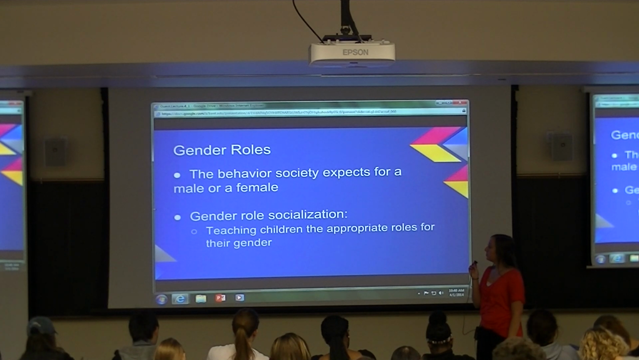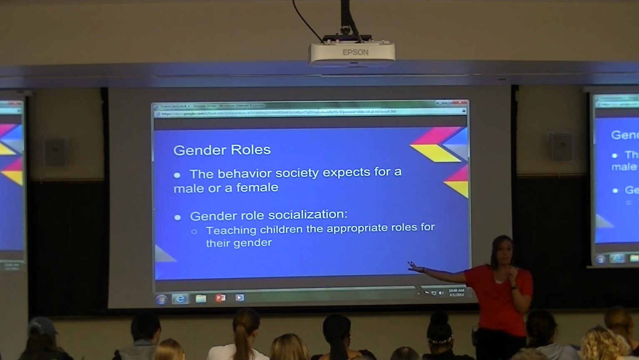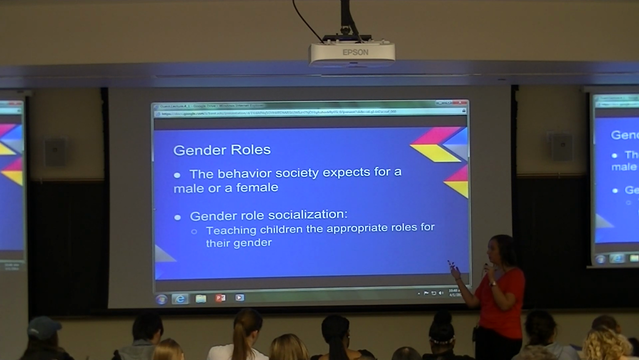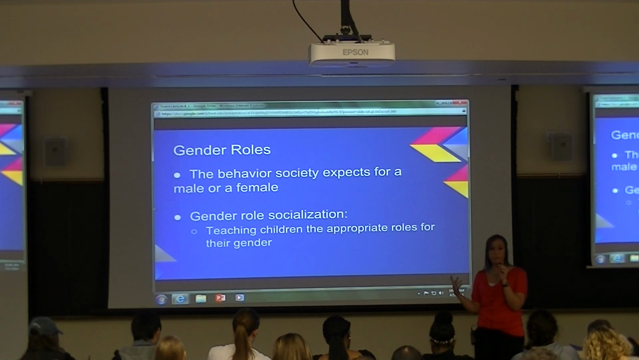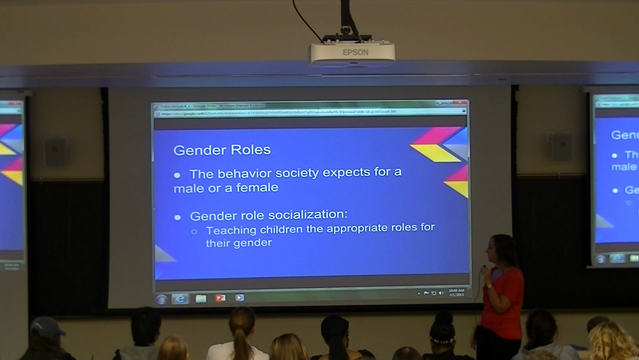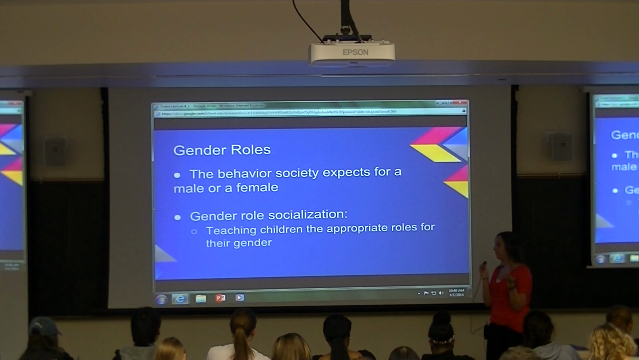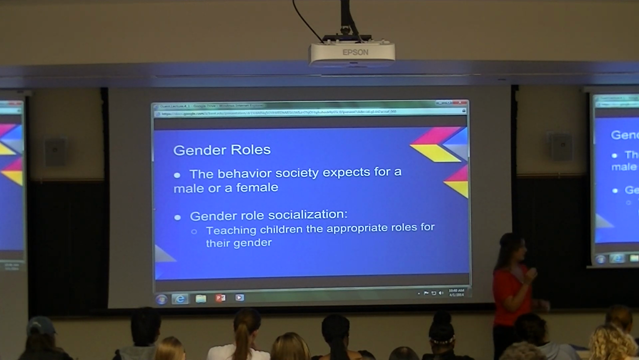So we have gender role socialization, and this starts at a very young age, even before birth. If your nursery room is colored pink or blue, or if you come home with a football, or if you come home with a baby doll, they're teaching gender, the appropriate roles based upon what society thinks. So again, the objective for today: how does society construct gender?